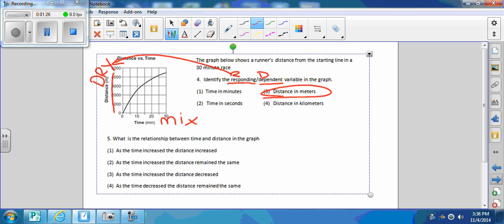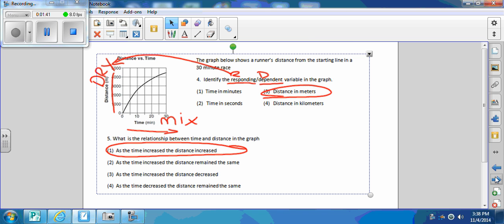What's the relationship between time and distance in the graph? Look on your graph. What's happening to the time? The time is increasing: 0, 10, 20, 30. What's happening to the meters? Oh, they're going up as well. So the answer must have been, as the time increased, the distance increased. Okay, let's go to the next question.